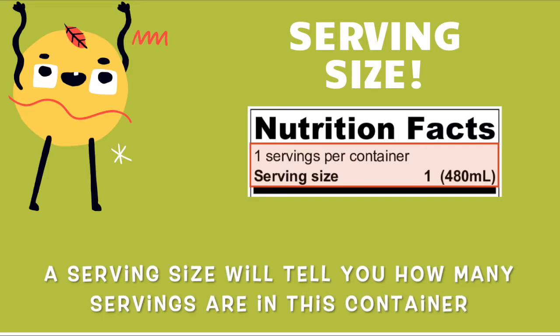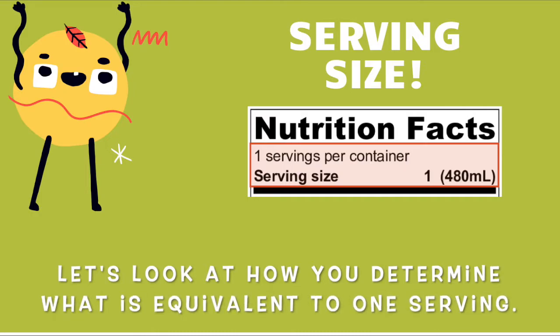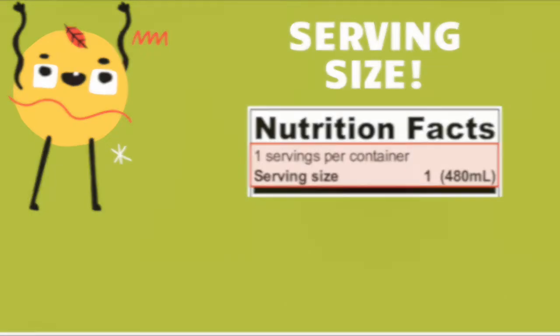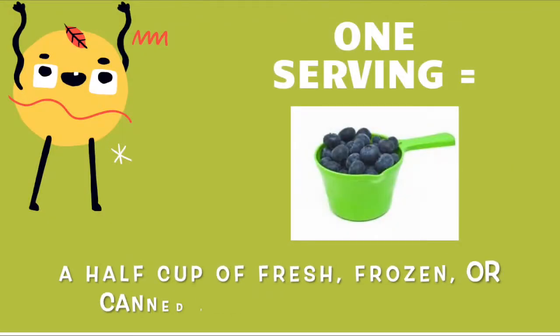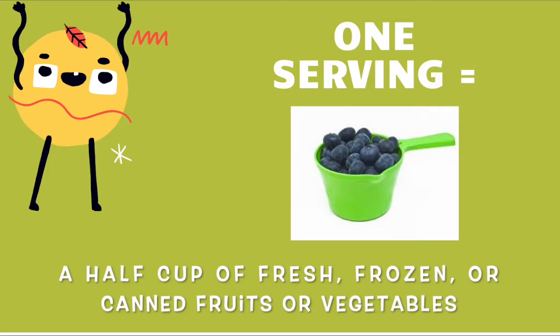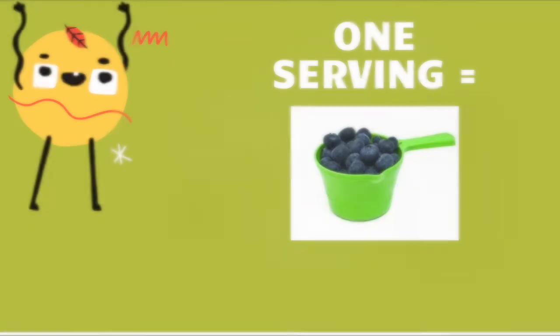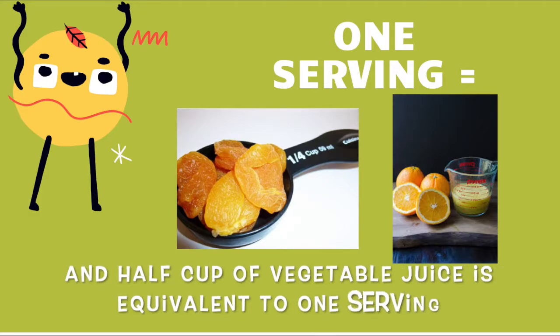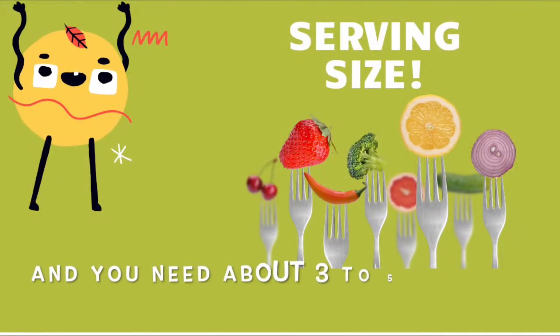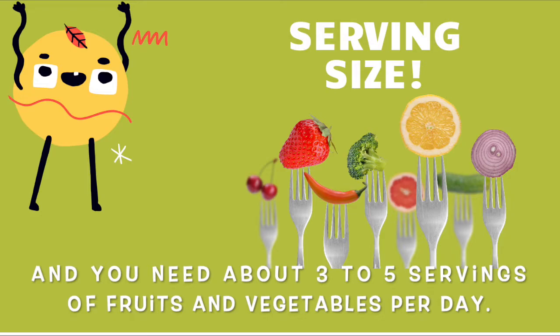The serving size will tell you how many servings are in this container. Let's look at how you determine what is equivalent to one serving. One serving can equal one medium-sized fruit, like an apple, a half cup of fresh, frozen, or canned fruits or vegetables, 1/4 cup of dried fruit or fruit juice, and half cup of vegetable juice is equivalent to one serving. And you need around 3 to 5 servings of fruits and vegetables per day.